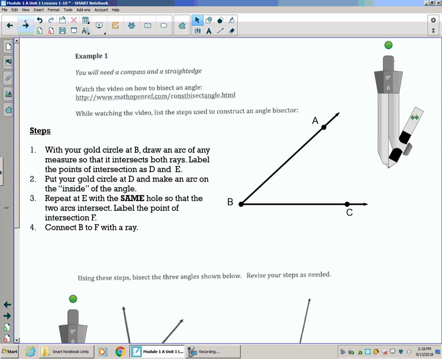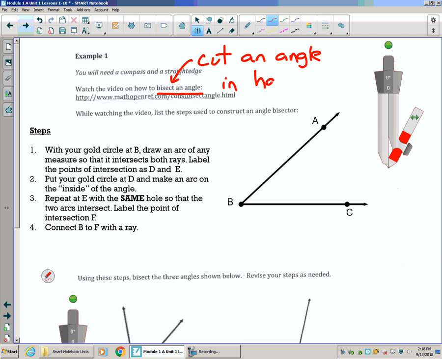All right. Our next construction gets into what we call bisecting an angle. Now, the word bisect is just another way of saying cut, for this one, an angle, because it's an angle bisector. Cut an angle in half. We're going to create two equal halves.